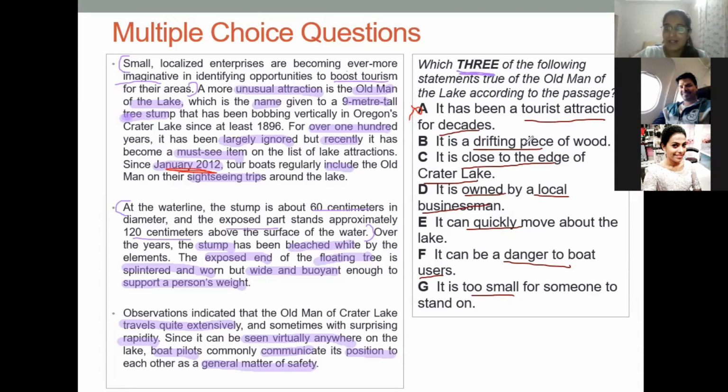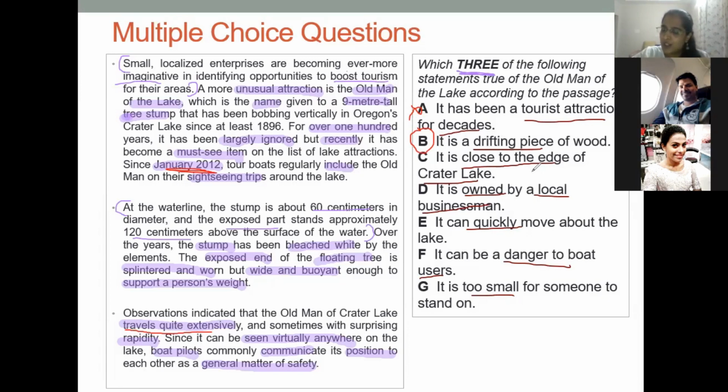Second, it is a drifting piece of wood. Yes, this rather, let me just put a circle. Let's check in the end. It's a drifting piece of wood. How can I say it's a drifting piece of wood? In the last paragraph, it says travels quite extensively, which means it's not stuck. It is moving around.